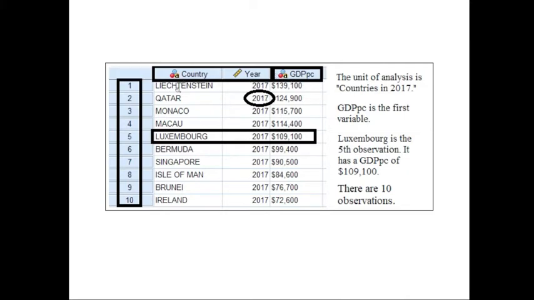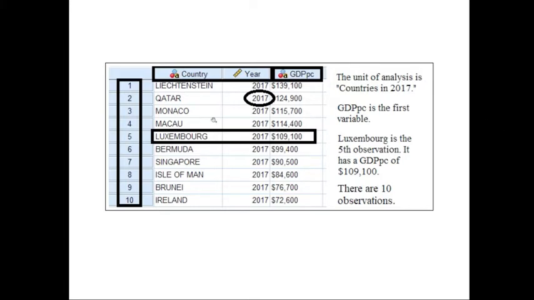Typically, the first couple of variables in your data set should identify your data set's unit of analysis. So in this data set, the subjects of the data set are countries and the year is 2017, so we know the unit of analysis for this data set is countries in the year 2017. The subsequent column headings should be the names of the variables. So the first variable in this data set is GDP per capita.